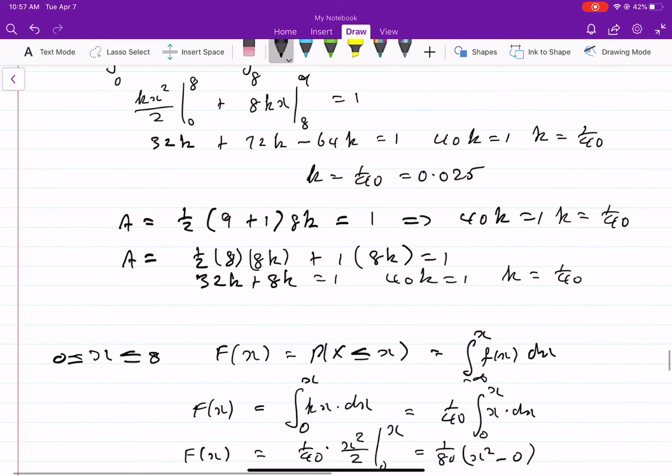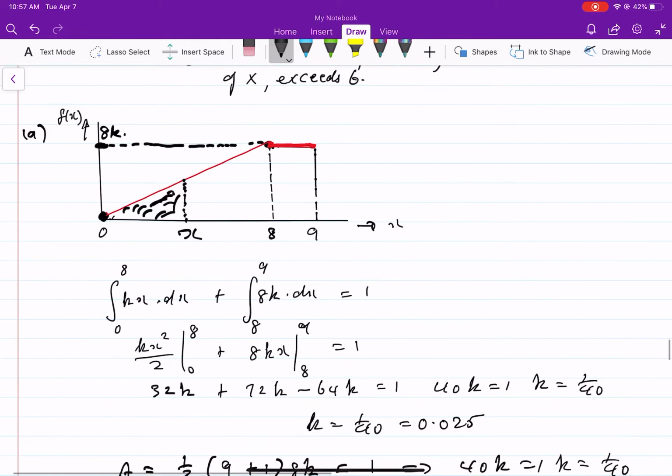You can see it makes sense, because if you were to go back to the diagram and look at just that triangular piece, that area is half the base times the height. Half of 8, which is 4, times the height, which is 8k. K was 1/40, 8k would be 8 over 40, which is 1/5. So it'll be 4 times 1/5, or 4/5. So I would have accumulated a total probability of 4/5 at the end of that triangular portion.